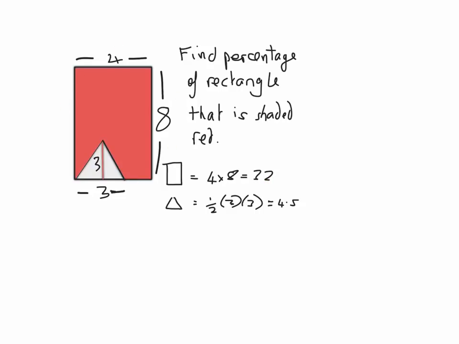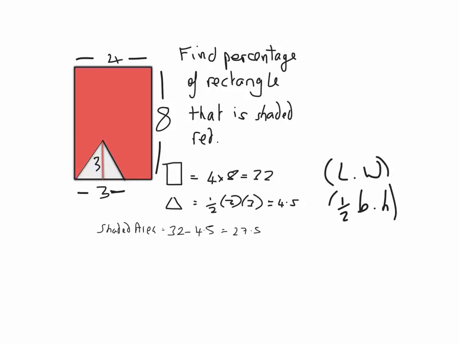And then to get the area of the triangle, we have to use our formula, half the base by the height. Now really I should have written in the formula here. Normally, when I'm doing things like this, I would write down the formula before I'd work it out. So half the base, which is 3, times the height equals 4.5. Now to get the shaded area, what we'd have to do is subtract the area of the triangle from the area of the total rectangle. So that will be 32 minus 4.5, which gives us an answer of 27.5 as being the area of the shaded region.